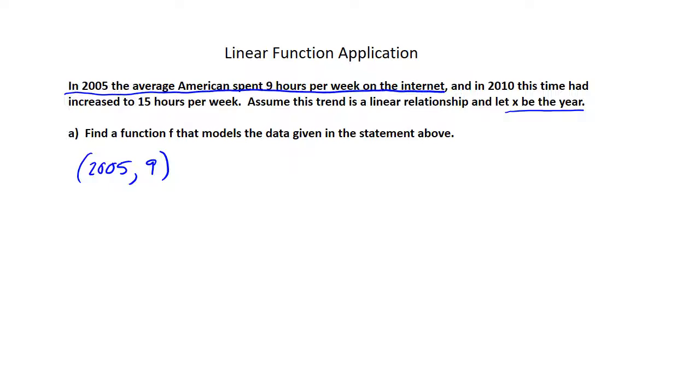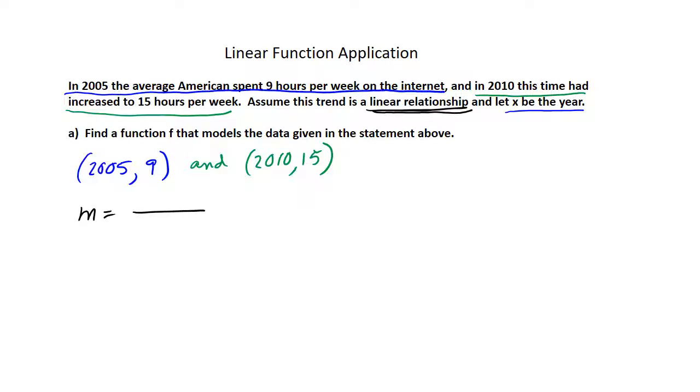We also have a second point that does this for a different point in time. 2010, the time spent was 15 hours per week. So here's a second point, 2010, 15. What we can do is use these 2 points to create, remember, a line. We want a linear relationship. To find any line, we need the slope. So the first step would be to find the slope of these 2 points.